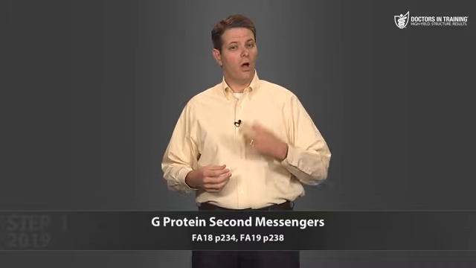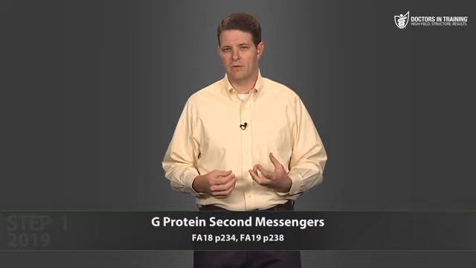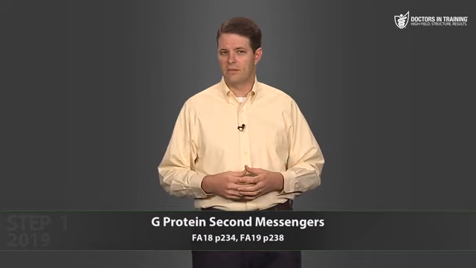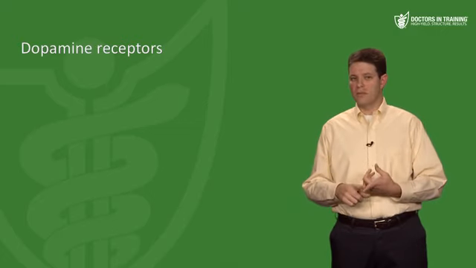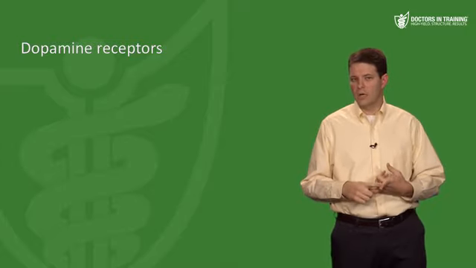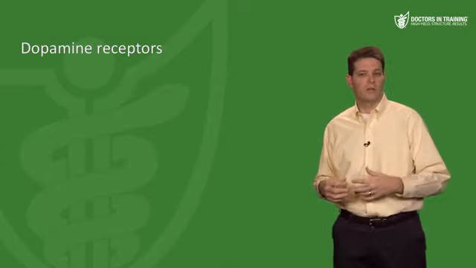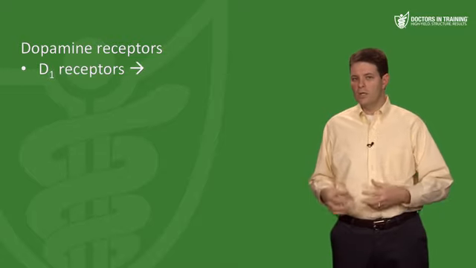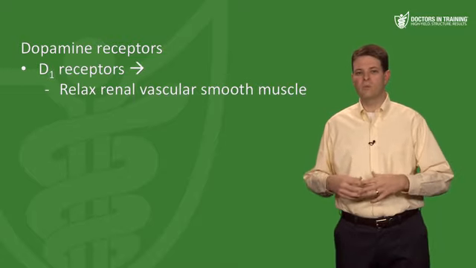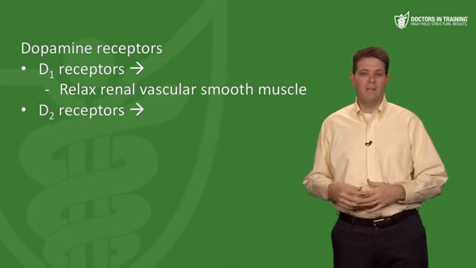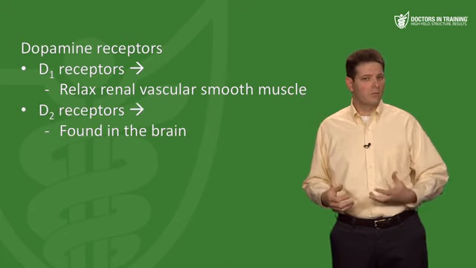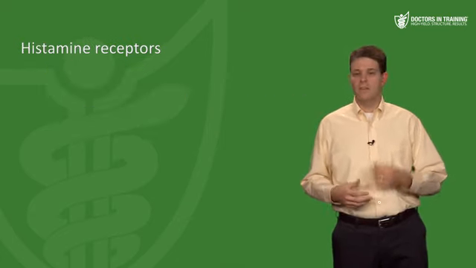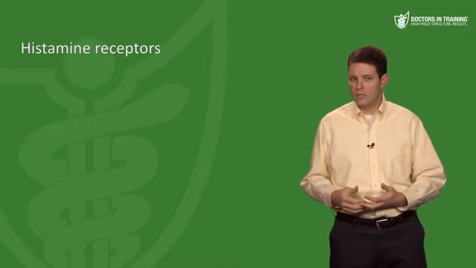But G proteins are also found associated with other types of receptors outside the autonomic nervous system. So there are dopamine receptors. Dopamine is another catecholamine, but it's not part of the autonomic nervous system. Dopamine is mainly a neurotransmitter in the brain. So D1 dopamine receptors will relax renal vascular smooth muscles, and then D2 dopamine receptors are mainly located in the brain. Histamine receptors also use G proteins.